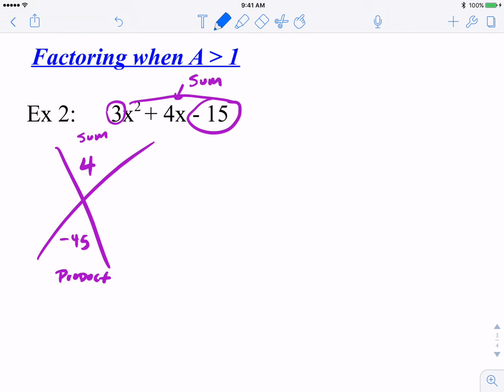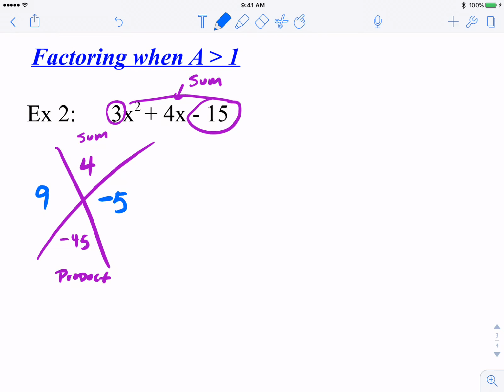So now with this one, we're looking at a negative and a positive because it's a negative product. We're looking for a product of 45 or negative 45 and a sum of 4. Okay, so the larger number here is going to be positive because we have a positive sum. So I'm going to go with positive 9. And you could probably guess the second number here is 5, and the 5 should be the negative 1.